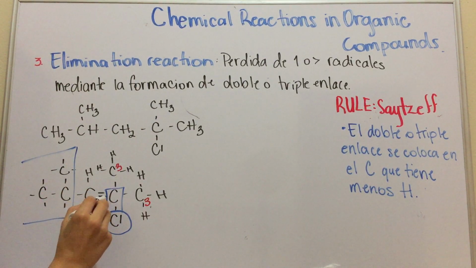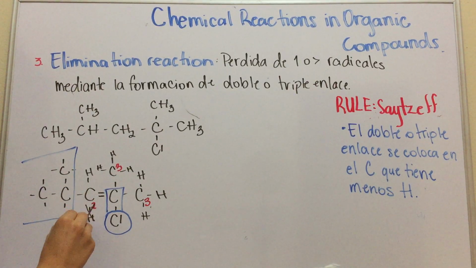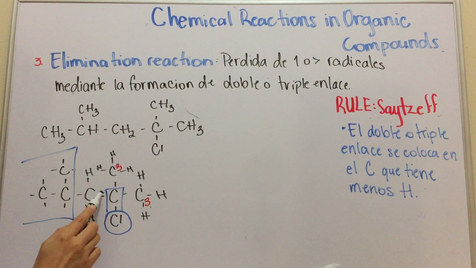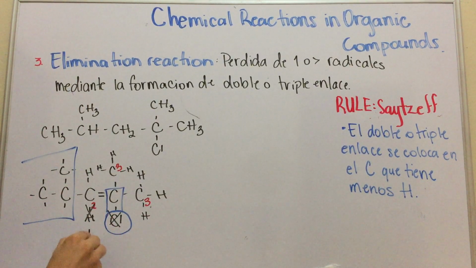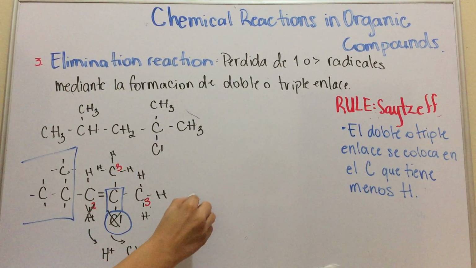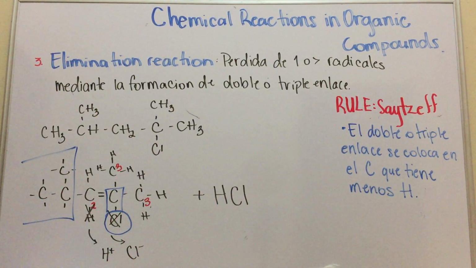When I choose this carbon, I have 1, 2, 3, 4. I eliminate this one. All right, here I have 1, 2, 3, 4, and I eliminate chlorine. So then I have a hydrogen floating and a chlorine, all right? Hydrogen has a charge of positive, chlorine has a charge of negative. So plus HCl, which is hydrochloric acid.